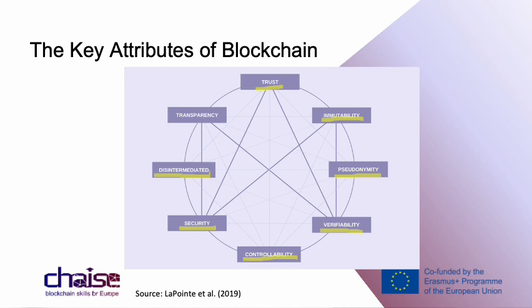And number 8, transparency. Identical copies of the entire record of transactions are available to all participants at all times. This is often referred to as a distributed ledger. In some cases, these ledgers are publicly available to anyone. The ledger provides transparency of transactions to anyone with access.